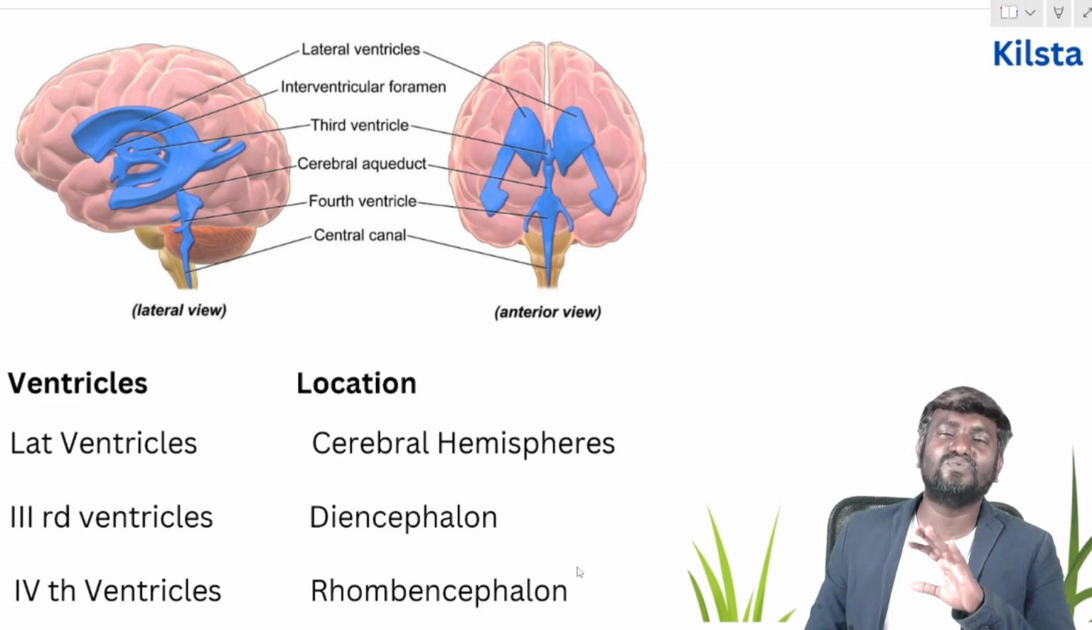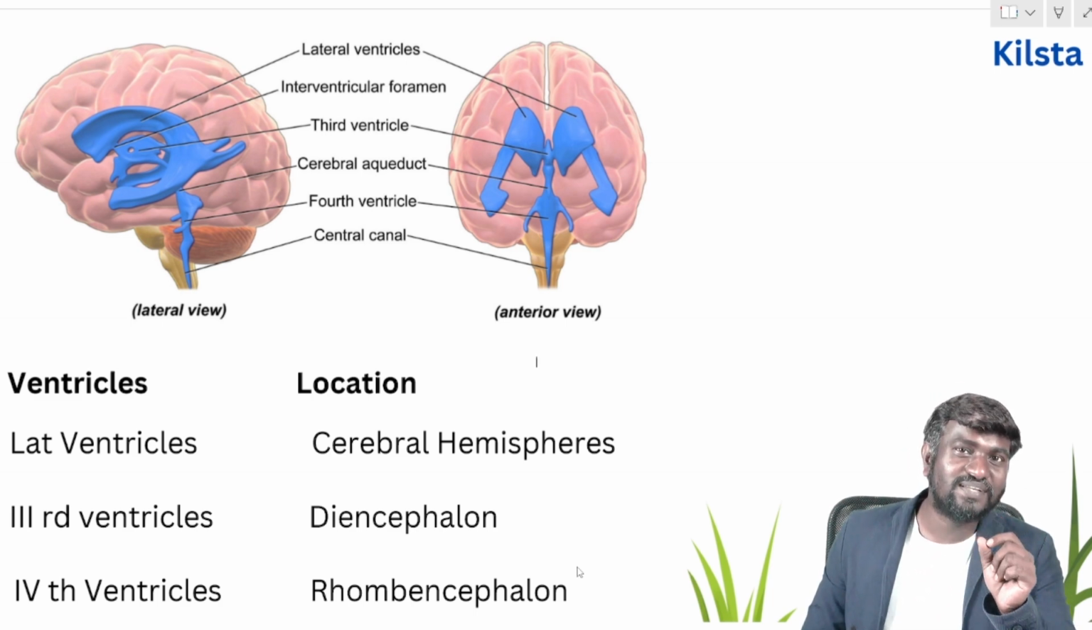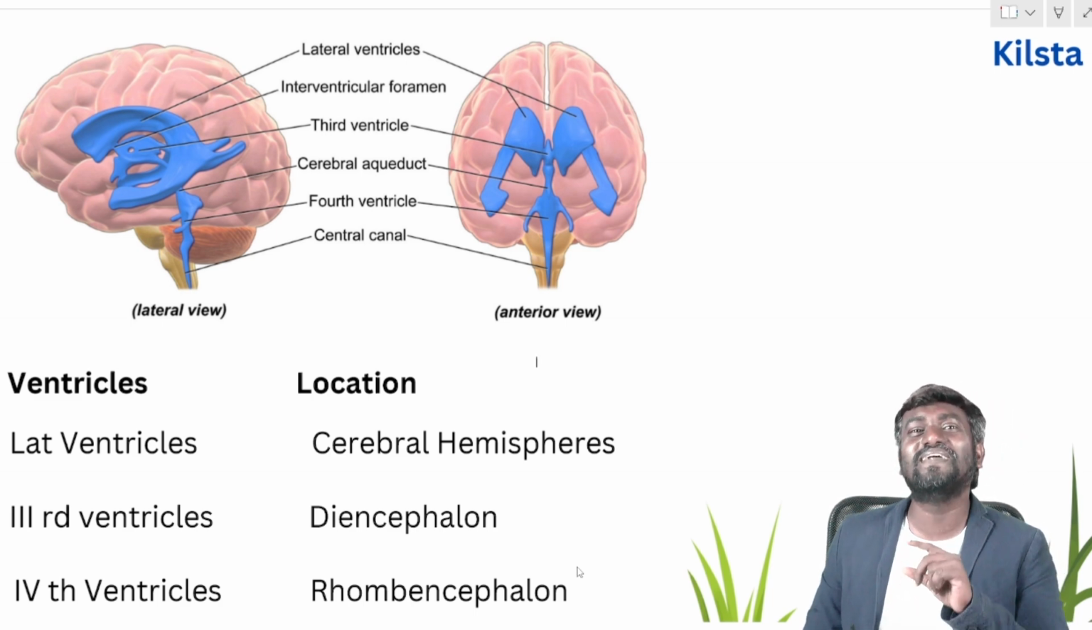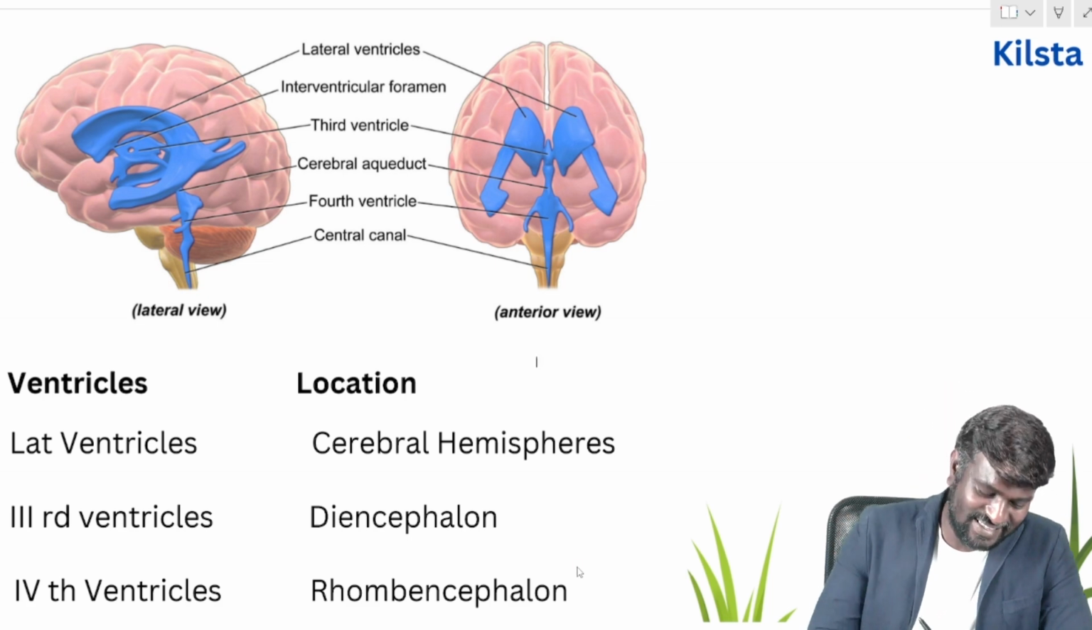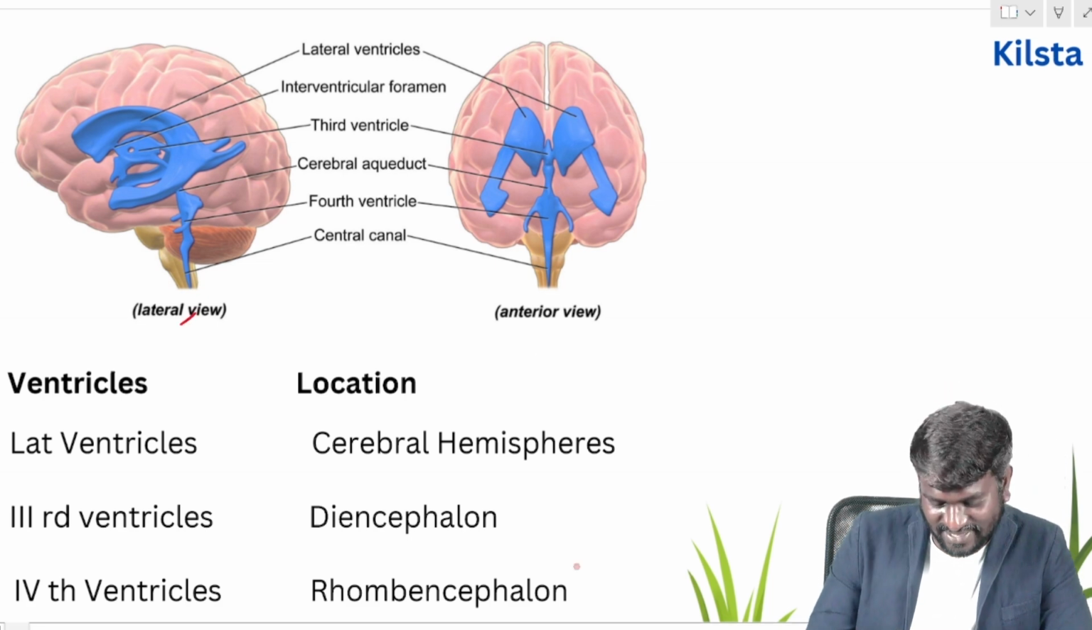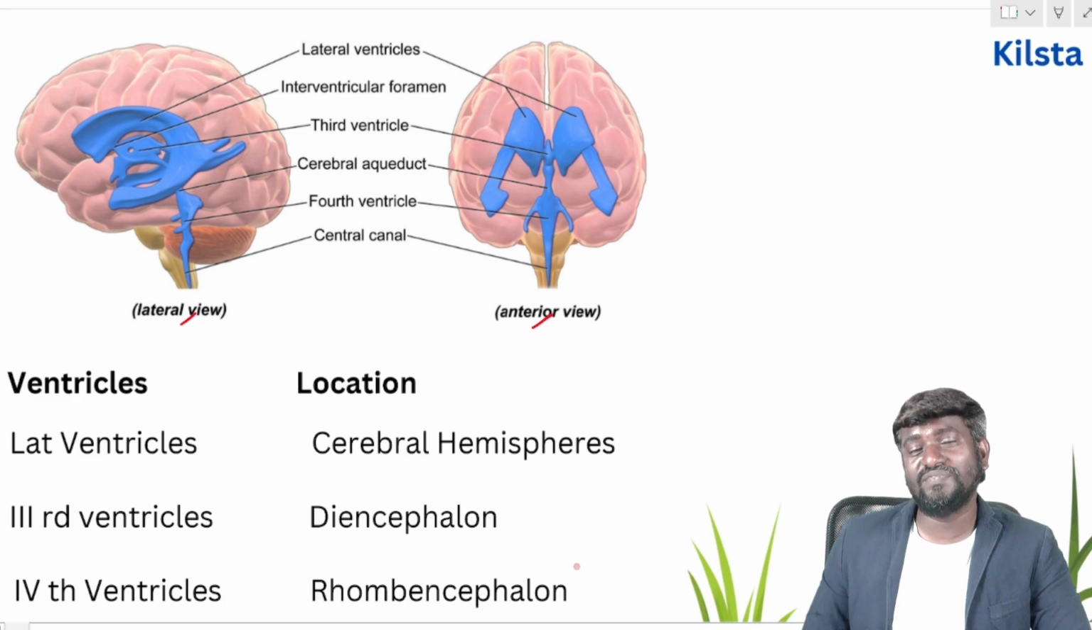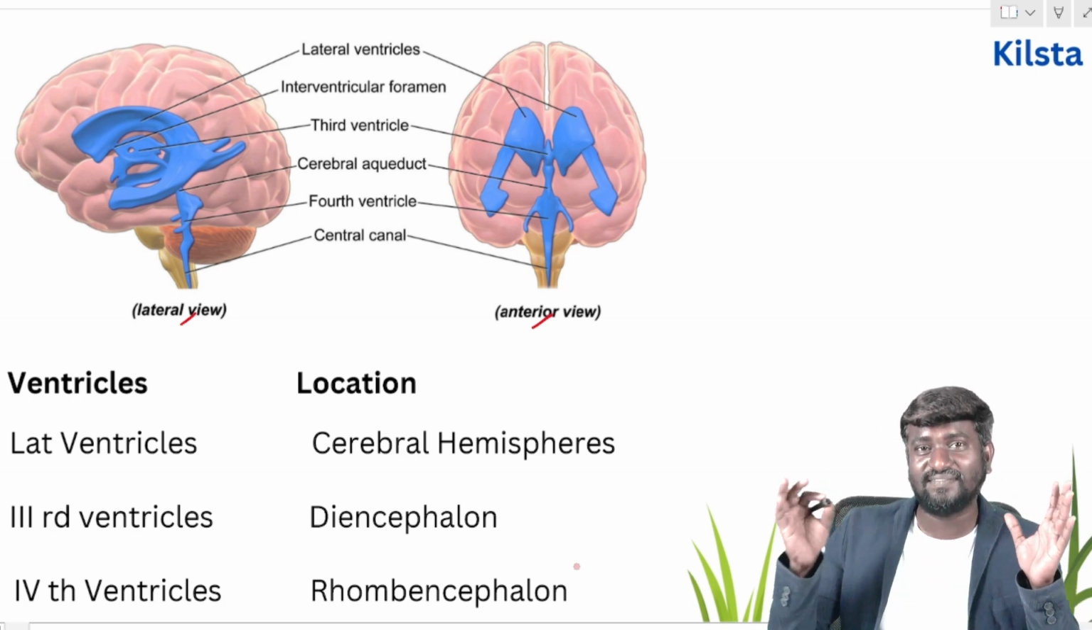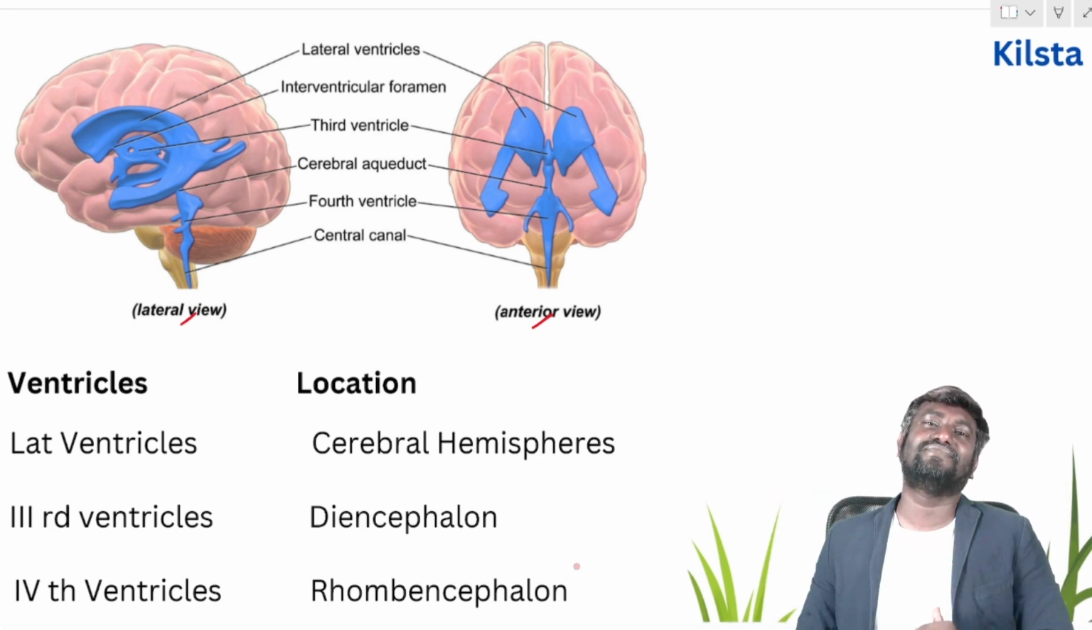The image which you are looking at is going to be the ventricles of the brain. Yes, you guessed it right. This is going to be the lateral view and this is going to be the anterior view. How many ventricles we have? We have 2 lateral ventricles, third ventricle and the fourth ventricle.